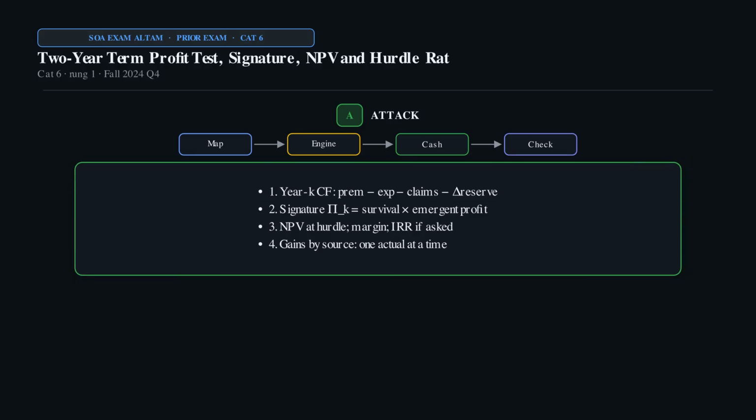Attack with the Category 6 checklist. Step 1. Year KCF: premium minus expenses minus claims minus reserve. Step 2. Signature: pi_k equals survival times emergent profit. Step 3. NPV at hurdle, margin, IRR if asked. Step 4. Gains by source, one actual at a time.